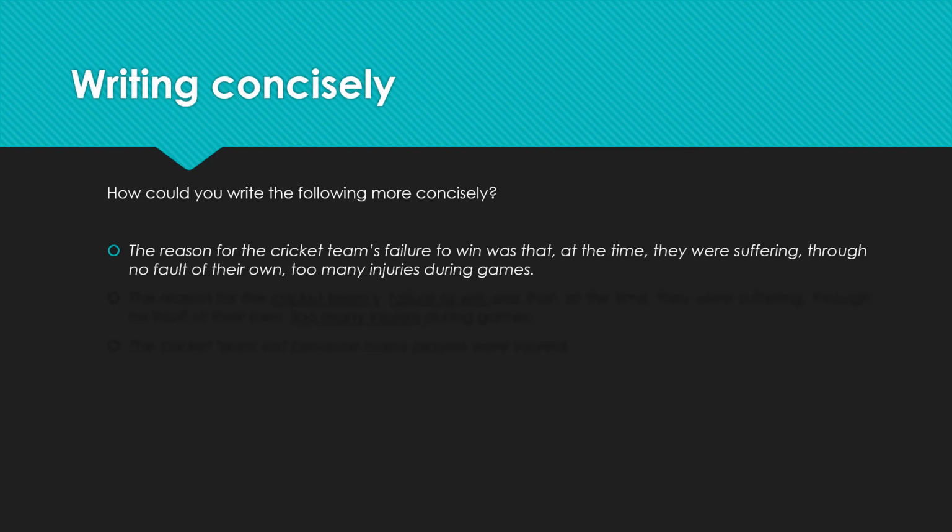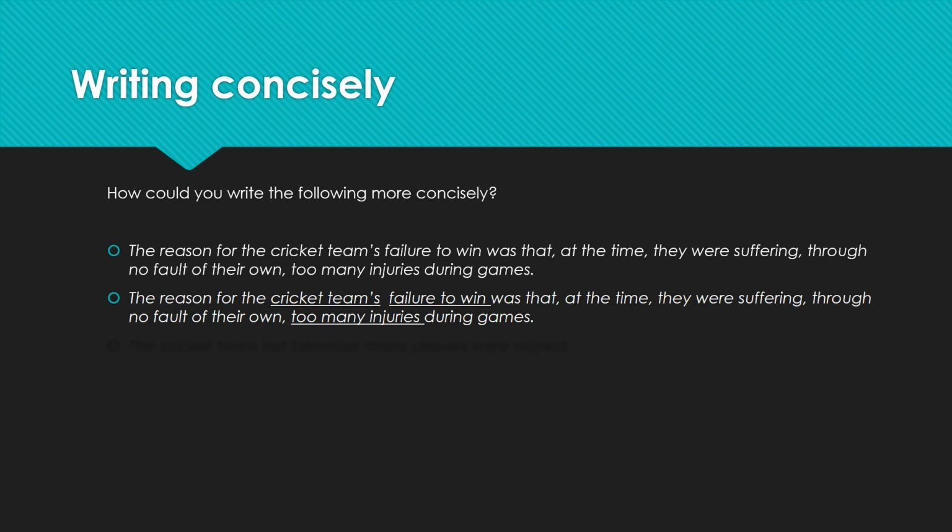The third sentence will need some more extensive edits to get a more direct message. Pause the video and see if you can eliminate this sentence's wordiness. In this sentence, the main concepts to communicate are 1. There is a cricket team. 2. They lost the game. And 3. Why they lost. So one possible, more concise sentence is, "The cricket team lost because many players were injured."